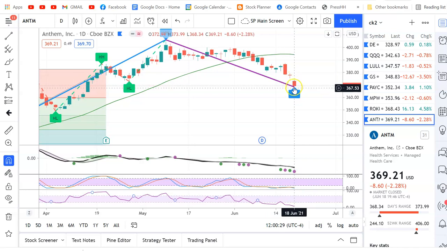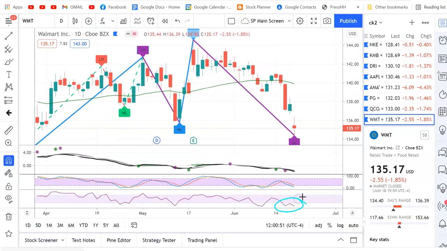The zigzag knows what it's doing. This is still in a downward trend. You gotta wait. Walmart, RSI downward, switches on, waiting for this to come around, or the green dot. And the zigzag knows what it's doing. Nothing's going to happen here. It knows what it's doing.